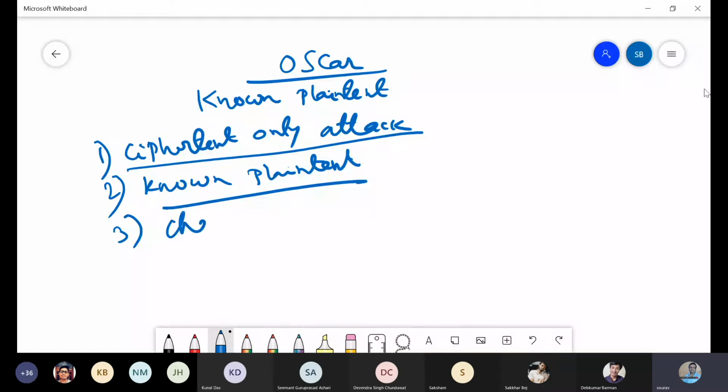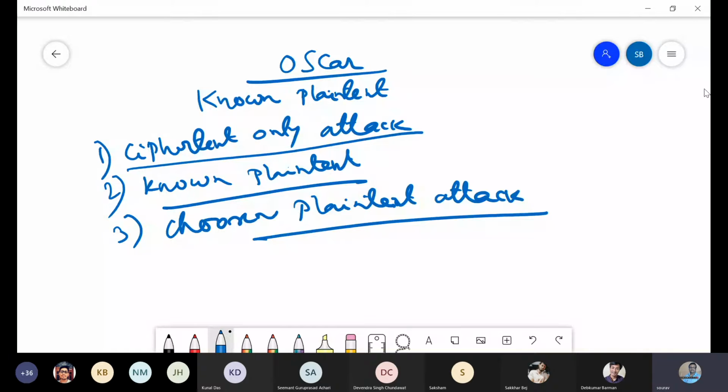Then there is the chosen plaintext attack. That means Oscar can choose the plaintext and get the corresponding ciphertext. We give the attacker temporary access to the encryption machinery, so the attacker can choose his or her own plaintext and get the corresponding ciphertext. This attack model is useful for attacks like differential cryptanalysis and linear cryptanalysis, where we need some particular type of plaintext and the corresponding ciphertext.